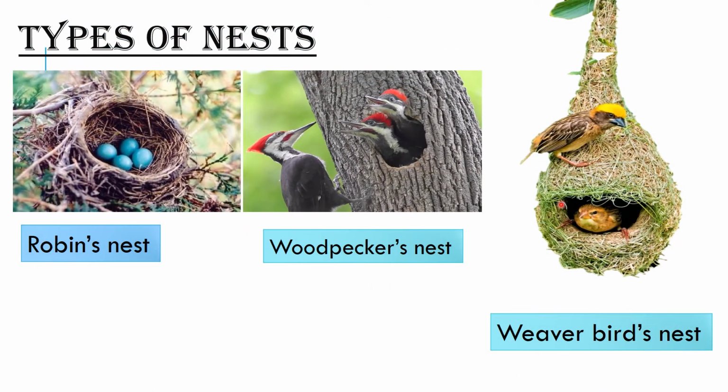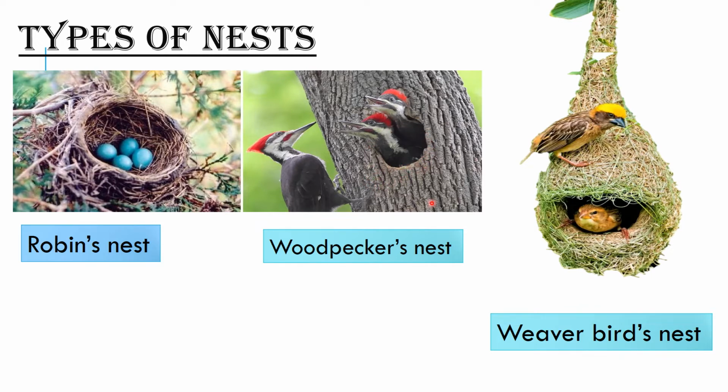Have a look at these pictures. All the nests look different from each other, isn't it? Yes, some are large while some are small. They are in different shapes and sizes. See this first one. This is robin bird's nest. It is round in shape. See next one. This is woodpecker's nest. It looks different as it is made of wood. Can you see, children?